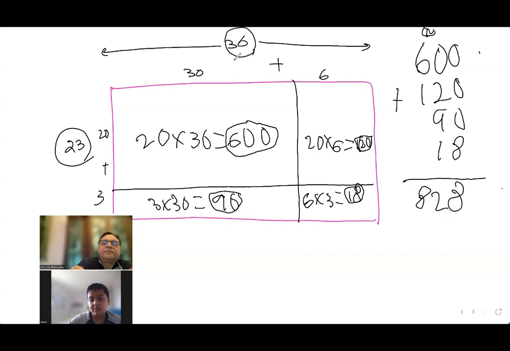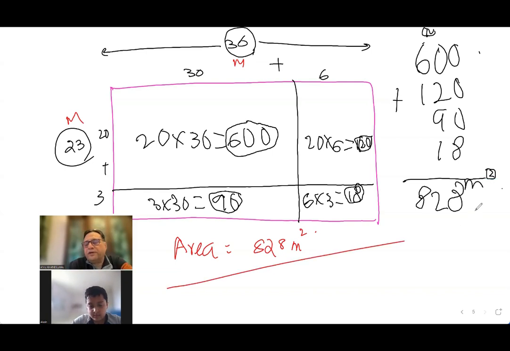Units, let's say meters and meters. So it'll be how much? Meter square. Perfect. 828 meters square. So area 828 meters square as calculated by Akain is perfect.